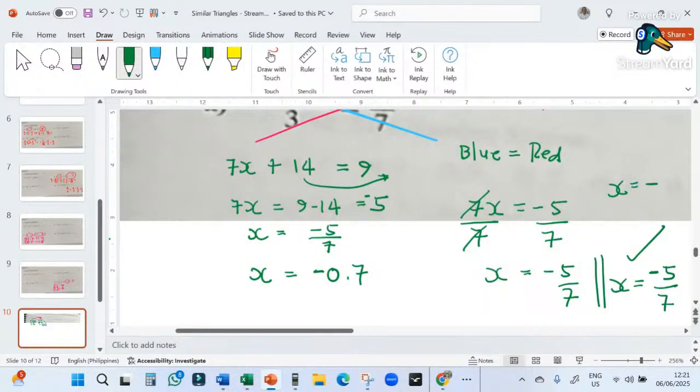A negative, positive 5 over 7, I should say. It will still give you a negative answer. Or when the negative is in the denominator, 5 divided by negative 7, it will still give you a negative answer. Why? Because when one is negative, then the answer will be negative. So if you put the negative at the middle, it doesn't matter. At the bottom, it doesn't matter. On top, it doesn't matter. So the answer for that is negative 0.7.